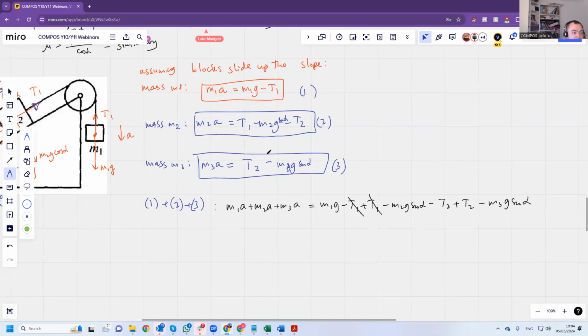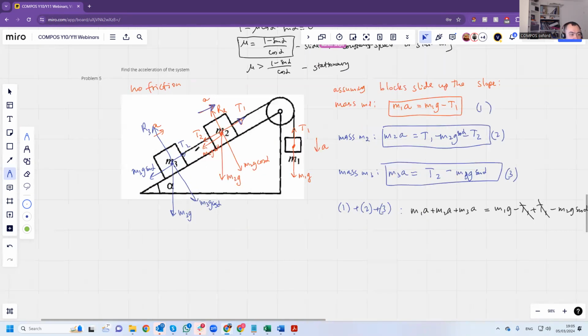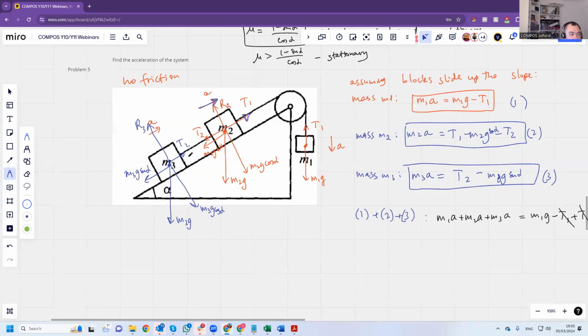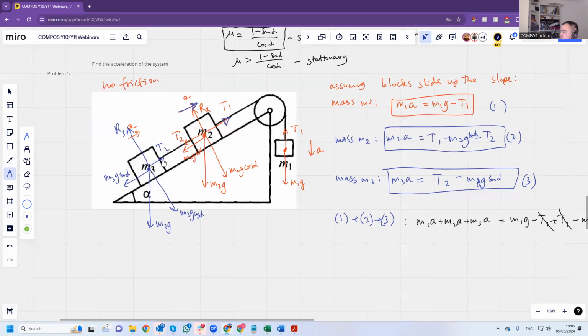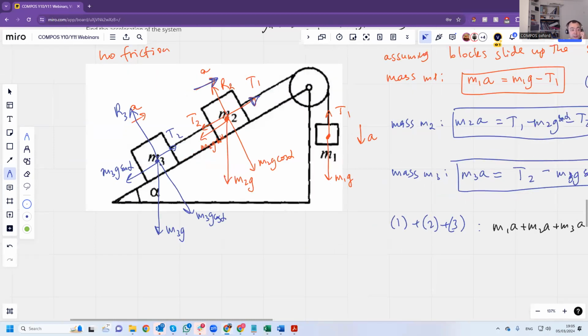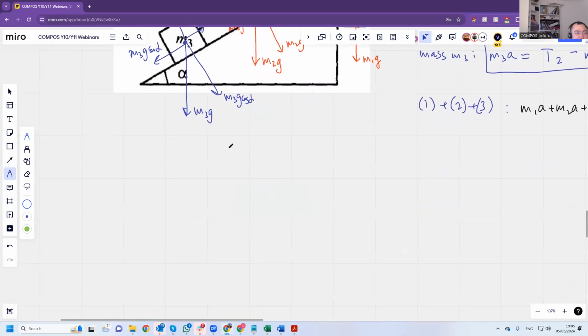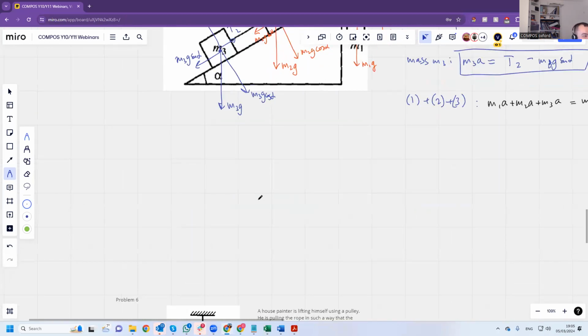Why M2G sine alpha on the left side? Where is it on the left? I don't see. When we split the components, okay. That is okay. I've kind of been avoiding this question, but thank you for asking.